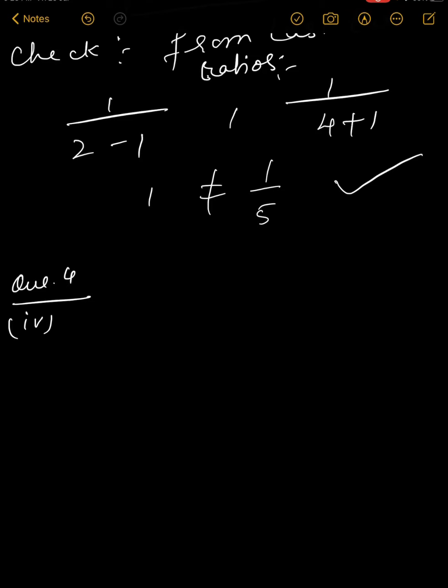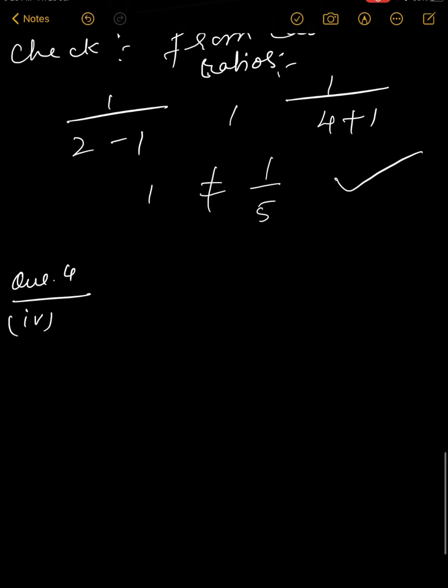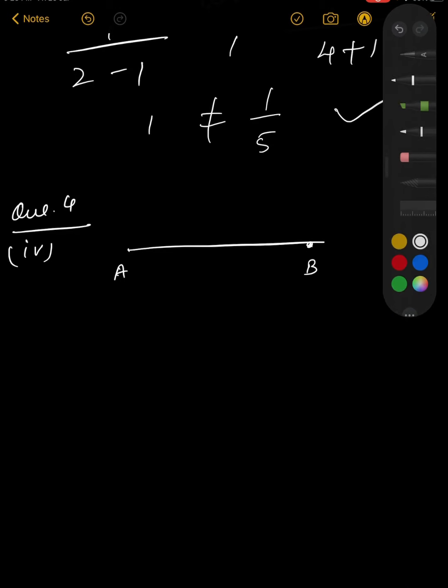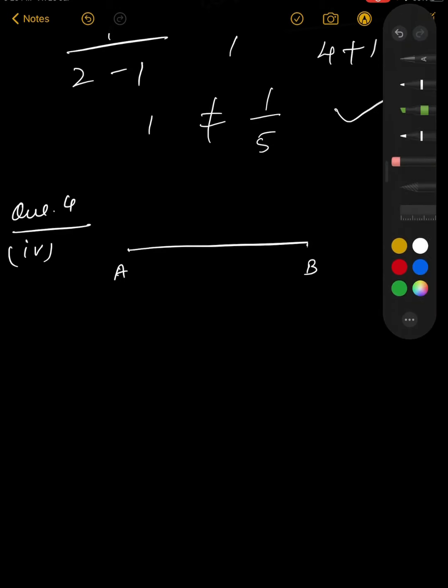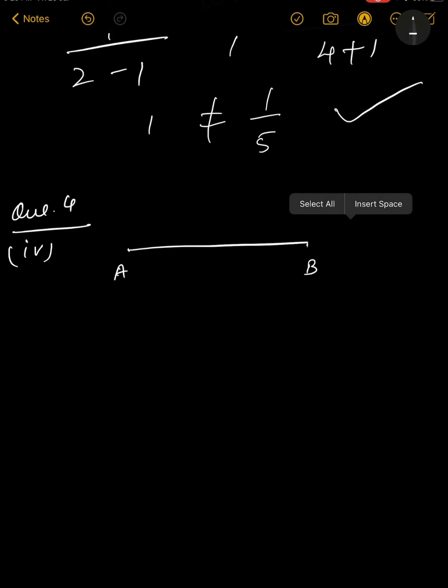So let's read part 4. Places A and B are 100 km apart on highway. So it is saying places A and B are 100 km apart. Suppose this is 100 km apart. Places A and B are 100 km apart on highway.